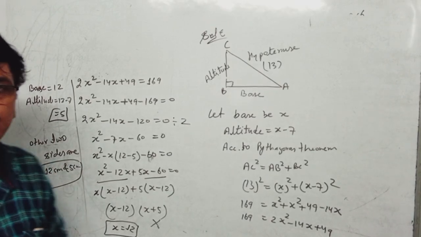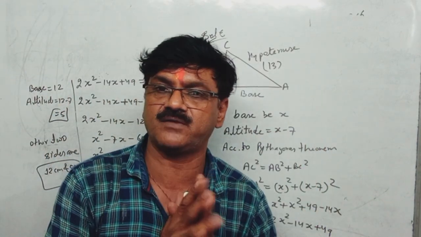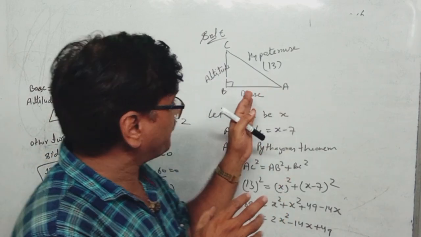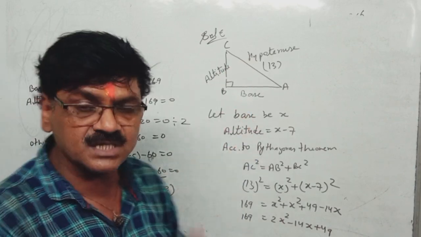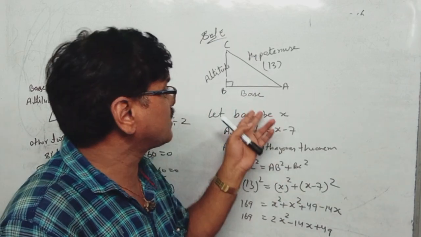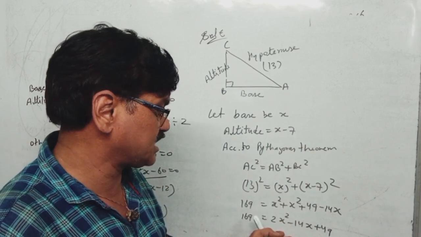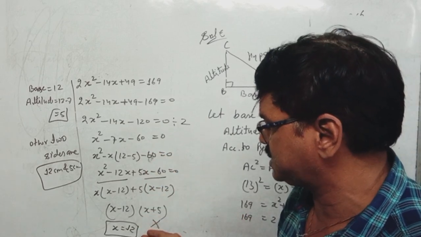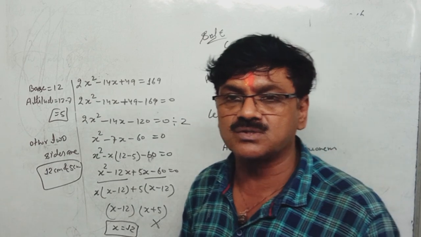So I am repeating this: here is the right angle triangle, a special type of triangle in which there are found base, altitude and hypotenuse. The question is telling you that the altitude is 7 centimeter less than the base, so let the base be x. Here the altitude is x minus 7. Now according to the Pythagoras theorem, you will make the quadratic equation, and after making it you will find x plus 5. Plus 5 means this value will be negative, so you will not take it.